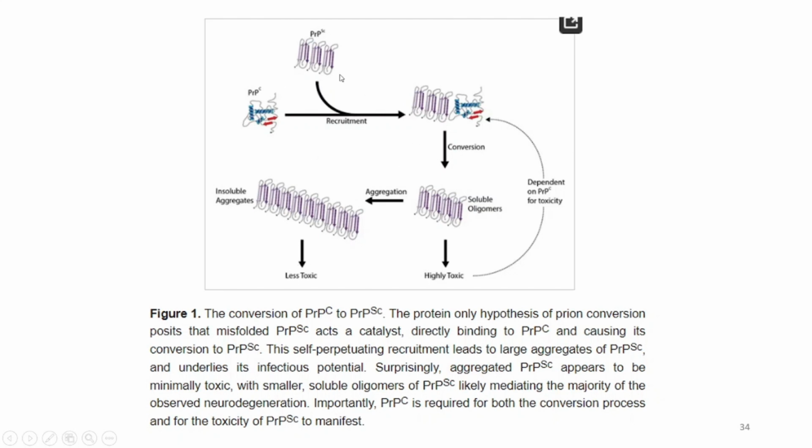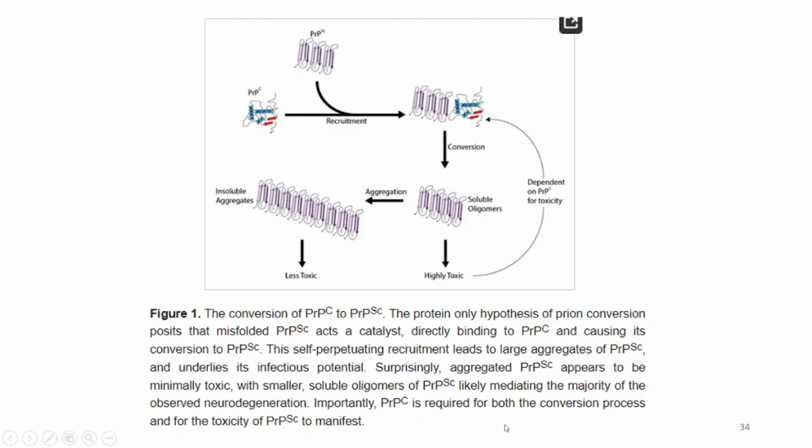So the misfolding happens, PrPSc gets formed, and more PrPSc gets recruited, and it changes the normal wild type PrPC protein into more and more misfolded proteins. These are very protease resistant, so they cannot be degraded easily, and that ultimately leads to the majority of the observed neurodegeneration, because there is aggregation of this PrPSc, and it appears to be toxic, leading to more and more.